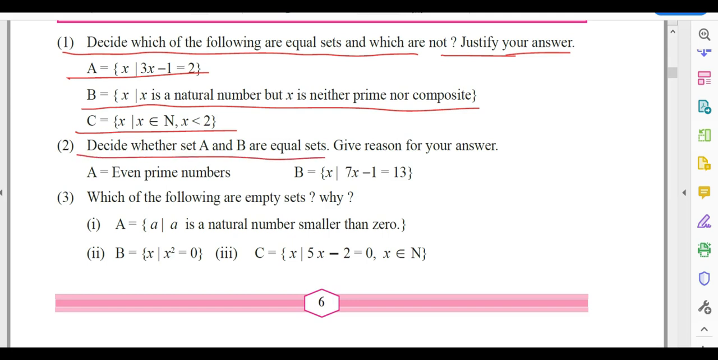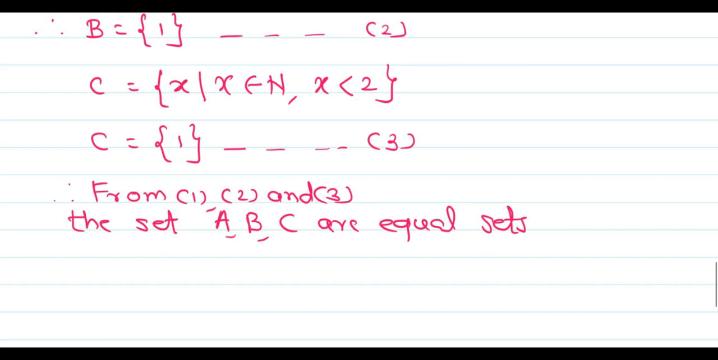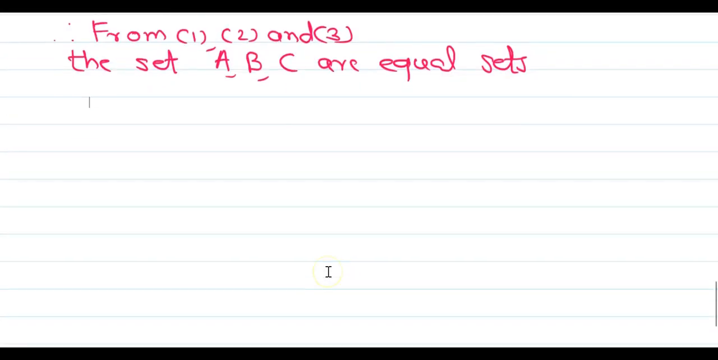Now the next, decide whether the sets A and B are equal sets. Give reason for your answer. Capital A is equal to the set of even prime numbers and capital B is equal to the set of x such that 7x minus 1 is equal to 13. Now we solve this. The set of even prime numbers: this means only 2 is an even prime number.